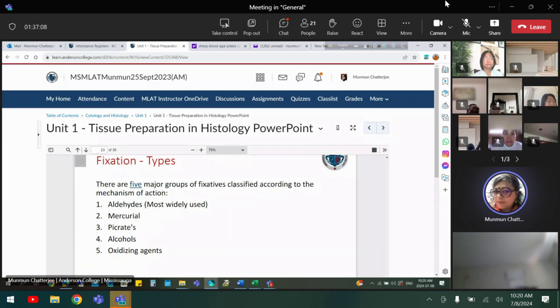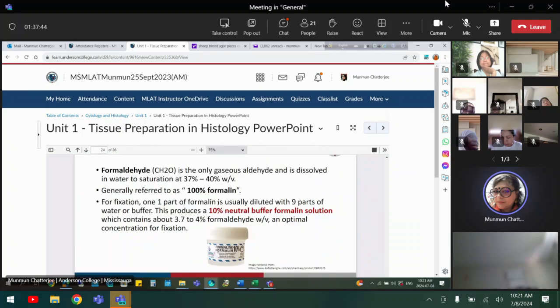Mercurials, you can understand there is mercury in there. Picrates are very highly toxic or dangerous in different aspects, which is why they aren't used that much. They are more toxic than the aldehydes. Aldehyde is also toxic, but these are very toxic. Picric acid, if you don't handle it properly, it can burst, so you have to keep it in water. Mercury is not good for your health. Everybody knows the effect. Alcohols and oxidizing agents are skin irritants and can cause skin damage.